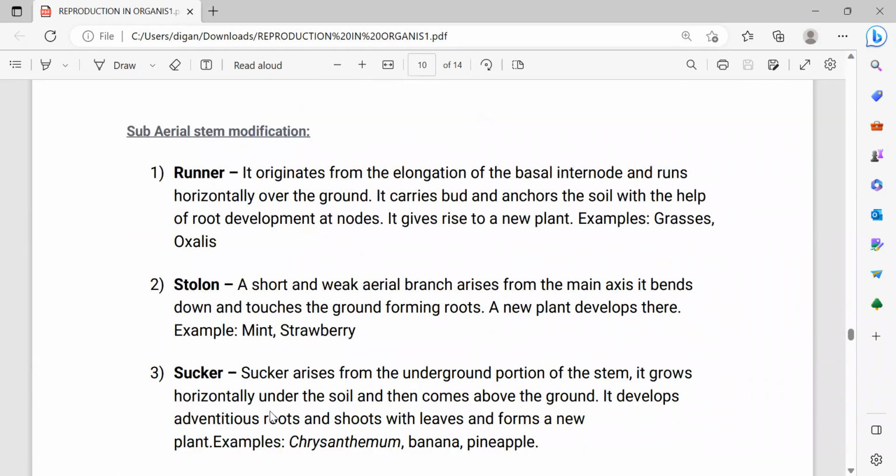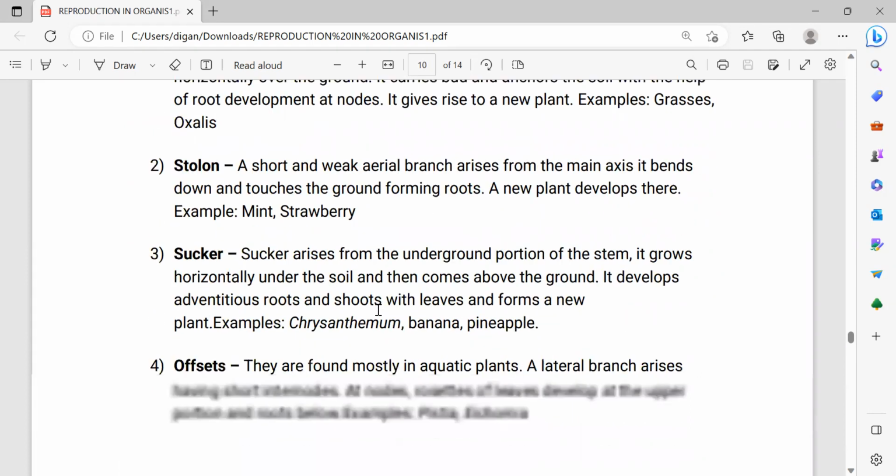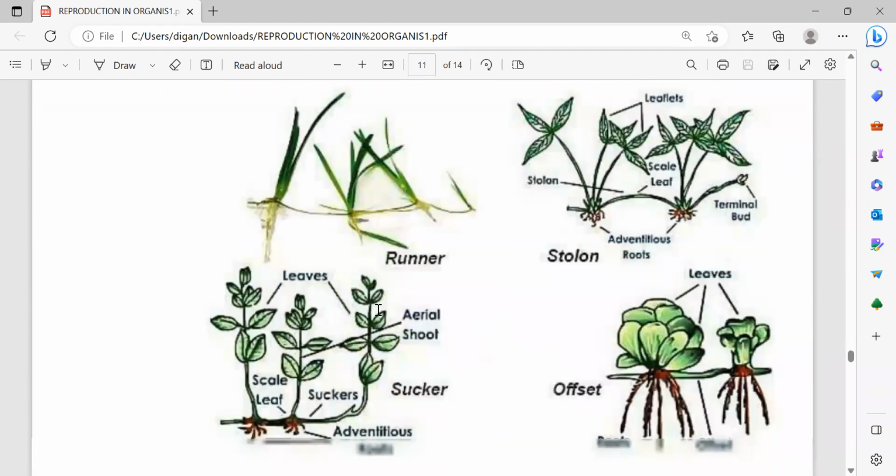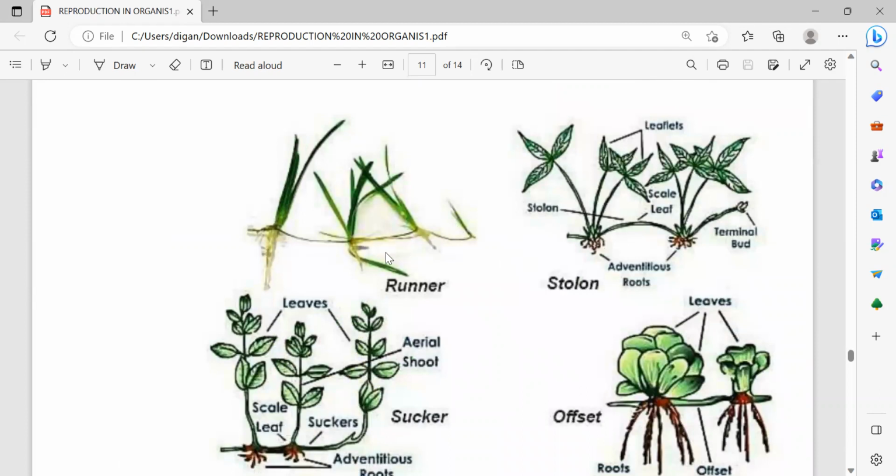Next, subaerial modification of stem. The first one is runner. It originates from the elongation of the basal internode. I am showing you the diagram, then you can understand easily. The first one is runner, second is stolon, third is sucker, and fourth is offset. So this is the diagram. Look, I am explaining the diagram. First is runner. This is the main stem, and from the main stem one branch grows parallel to the ground, and from the next node another plant will form. This type of modification is called a runner.